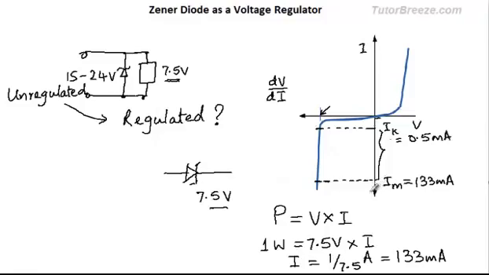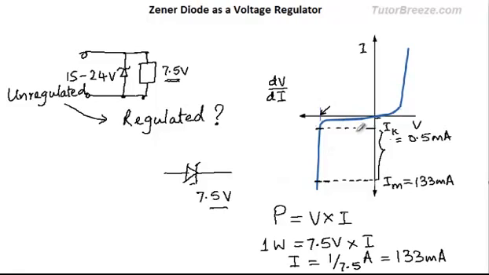Now I'm sure you must be thinking, what happens if you exceed the current? Now we are saying that there's a limitation, but what will happen if you exceed the current? Now if you exceed the current, then the Zener will become very hot, and if the Zener becomes hot, it can simply burn out. So one would normally operate the Zener within this range.